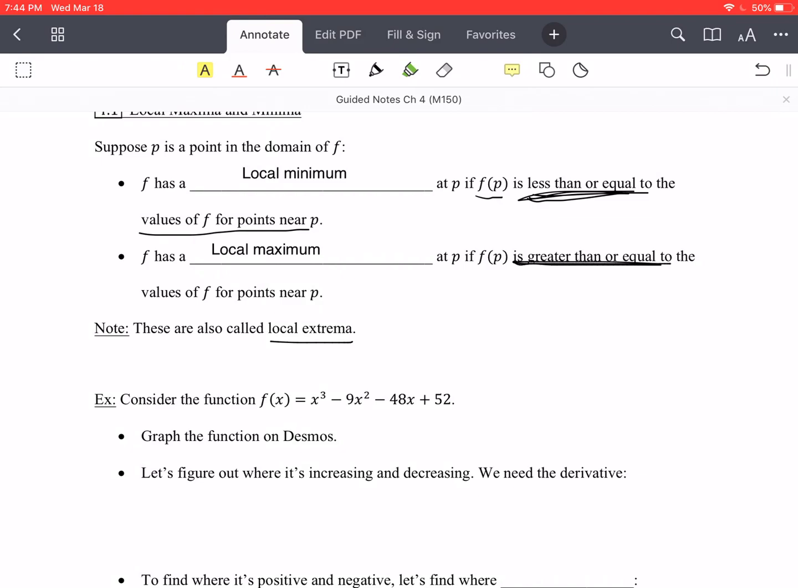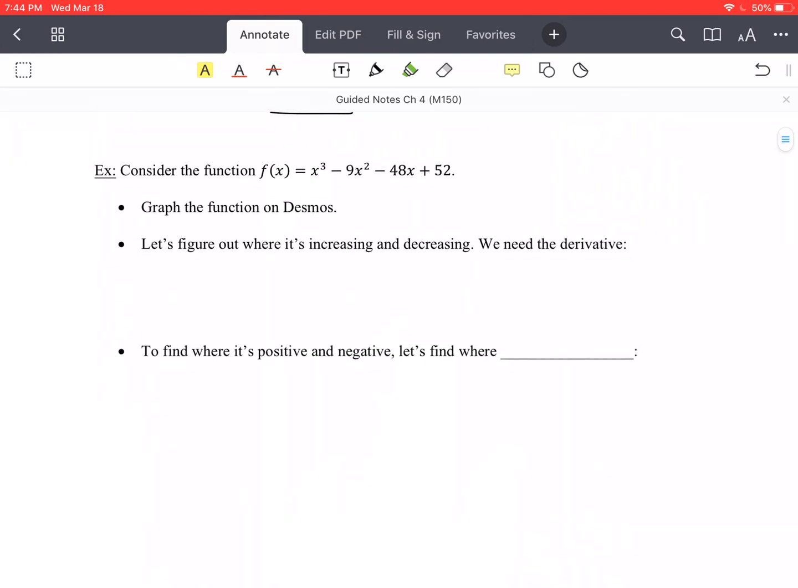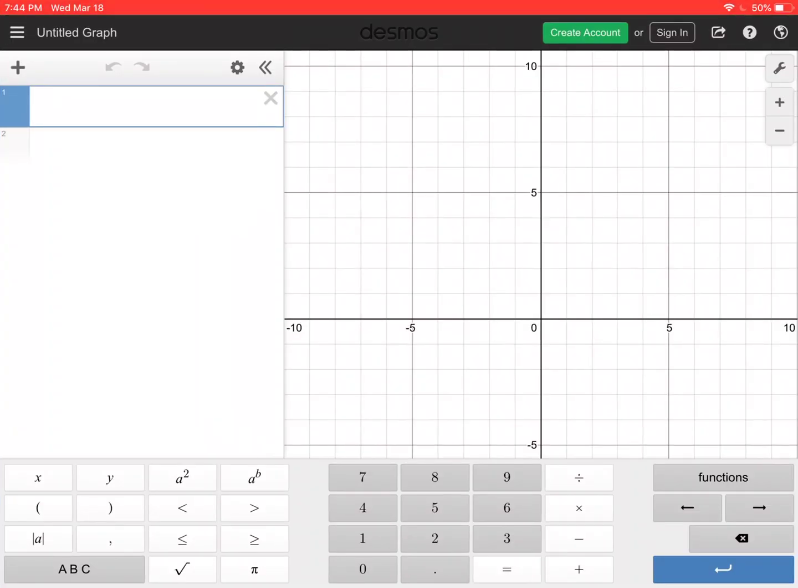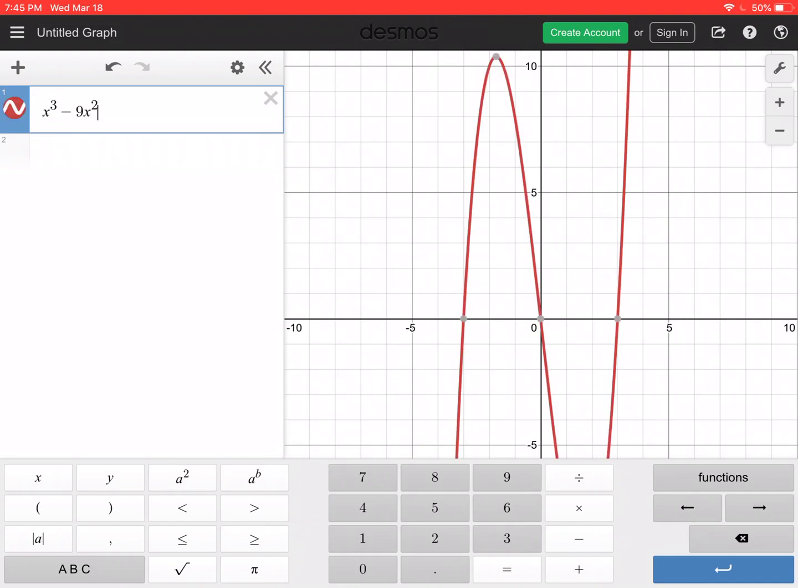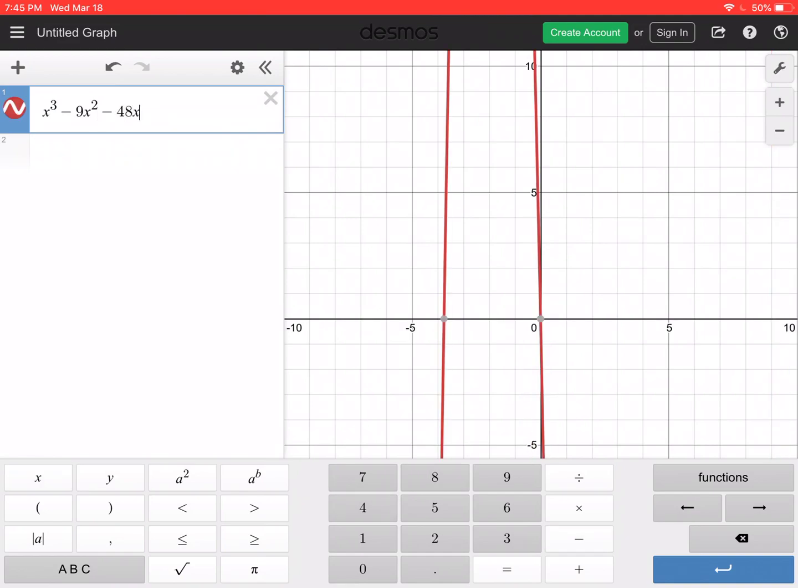So let's go ahead and look at an example. Consider the function x cubed minus 9x squared minus 48x plus 52. Let's go ahead and take a look at this function on Desmos. So here we have x cubed minus 9x squared minus 48x plus 52.